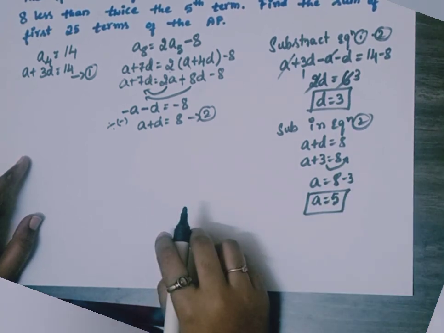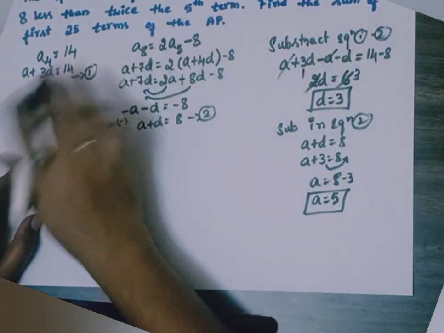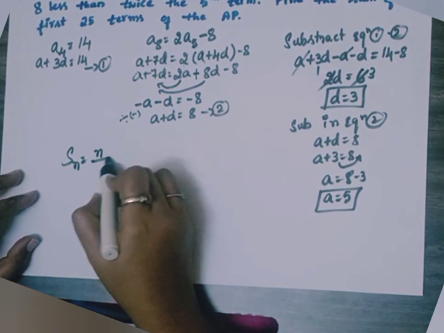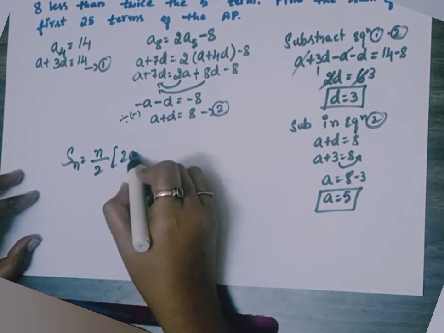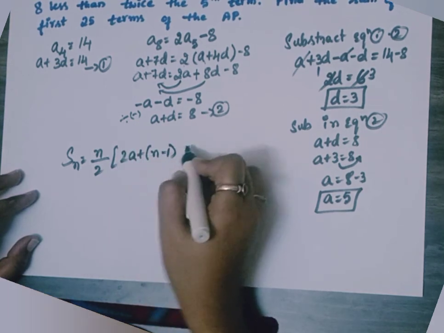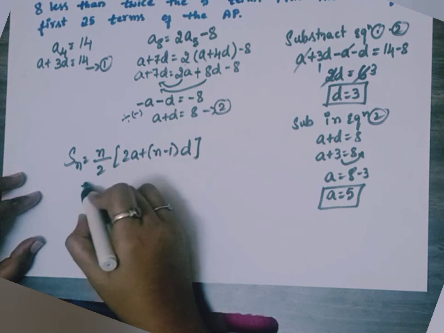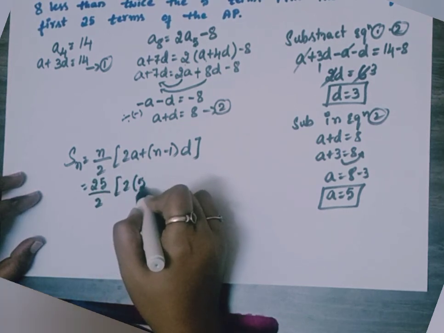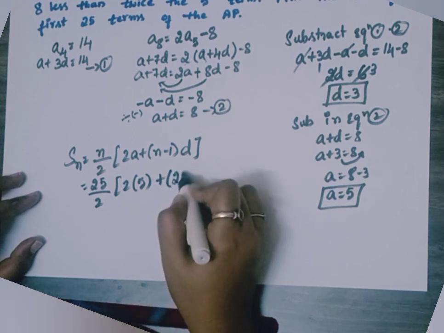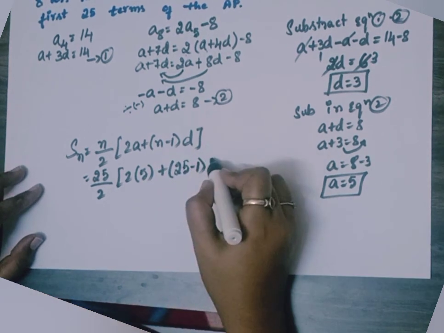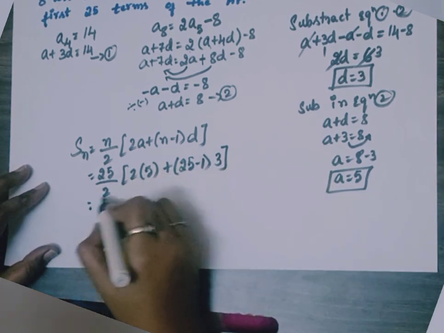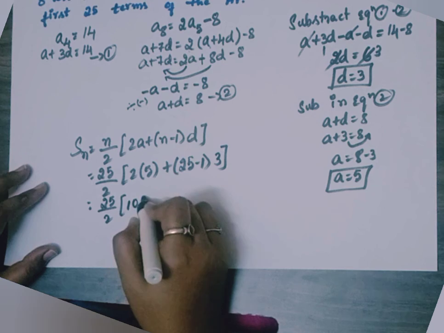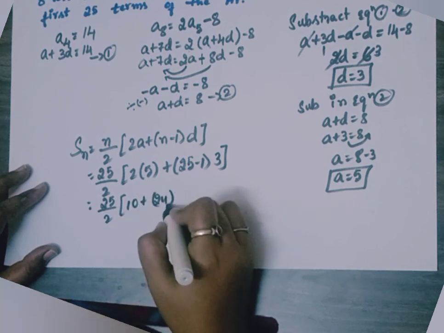Now what did they ask us to find out? They said we need to find out the sum of 25 terms. That means Sn is equal to n by 2 into 2a plus n minus 1 into d. What's the n value? 25 divided by 2, 2 into 5 plus 25 minus 1. The d value is 3. Now we can't divide, so I'll keep it like that only. 2 5s are 10 plus 24 into 3.